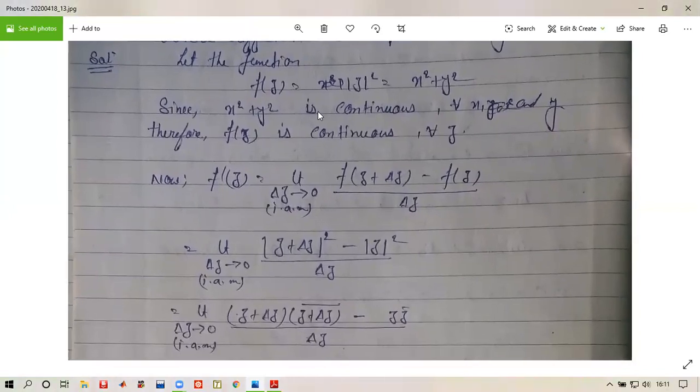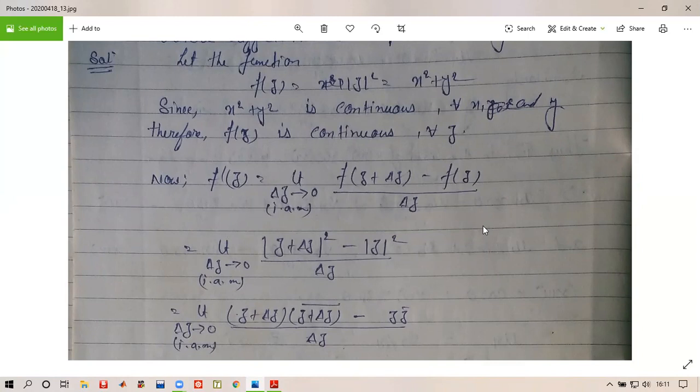Then we can say let the function f of z equals mod z square, and obviously mod z square is equal to x square plus y square, because z is a complex function and equals x plus iy, and the amplitude of z is equal to under root x square plus y square. After squaring both sides, we get mod z square equals x square plus y square. Now, it is easy to see that the function x square plus y square is continuous for all x, y. Therefore, f of z is continuous for all z.